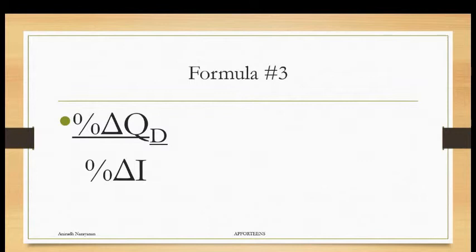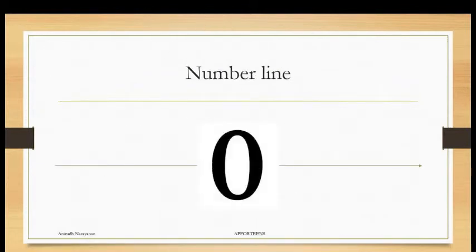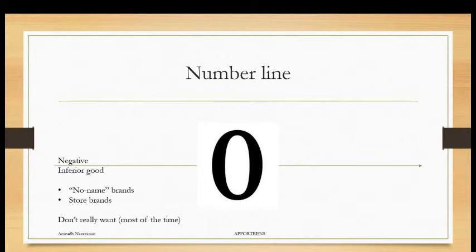So there is a difference between this and the previous two formulas. With this formula, unlike the previous two, positive and negative matter, because previously we would take the absolute value to find out if the good was going to be elastic or inelastic. This time positivity and negativity, if that's a word, matters. To explain this new topic, I brought out another number line, seen right over here. If the number is going to be negative, it's going to be an inferior good, or a good that people actually don't want, but have to purchase because it's cheaper. Anything that's a no-name product is most likely an inferior good. This includes store brand products. Basically things that people don't really want most of the time.